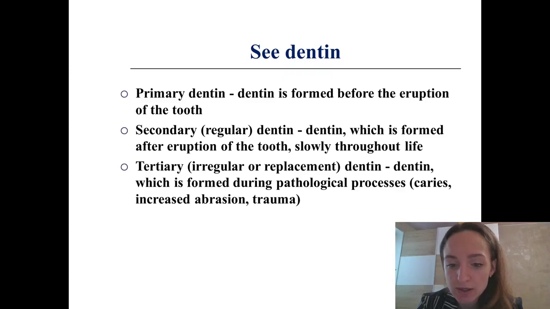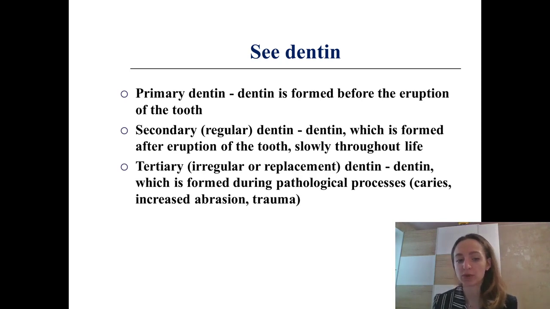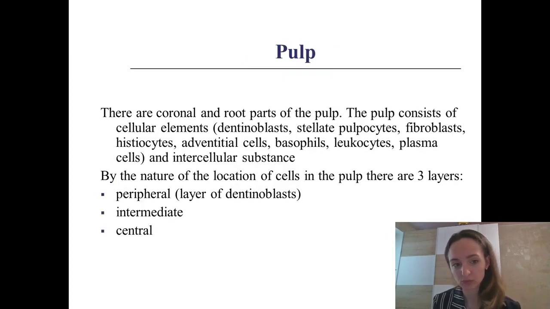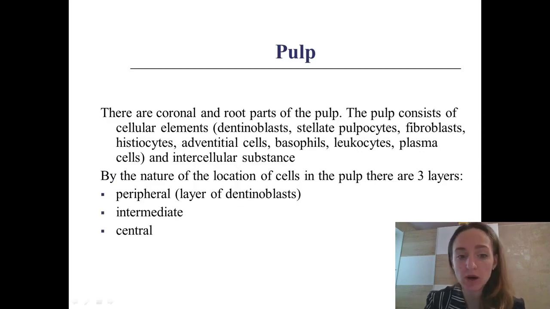And the tertiary dentin is replacement or irregular dentin, which is formed during different pathological stimuli, for example, when patients have caries or some trauma and increased abrasion. And pulp. What we know about the pulp is that we have two parts, coronal and root pulp.